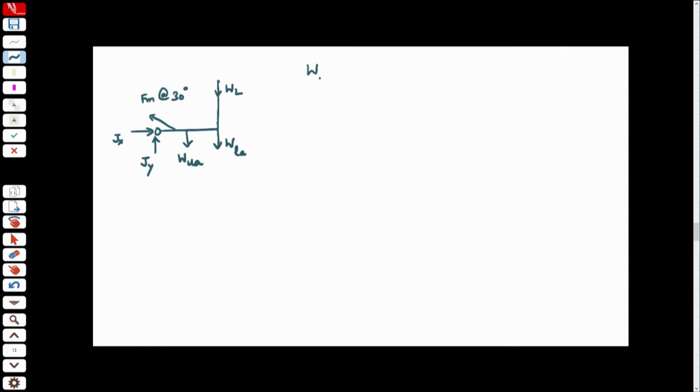Now I have to tell you that initially the weight of the upper arm is 0.03 W, and the weight of the lower arm is 0.02 W. Remember, I had given you the weight of the whole arm as 0.05. If you look at the structure, the upper arm is generally heavier than the lower arm.